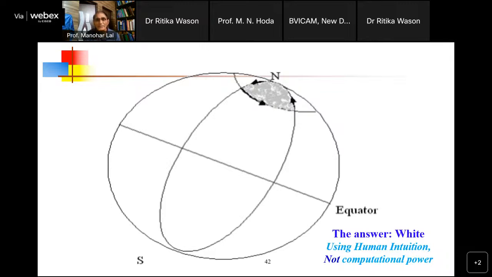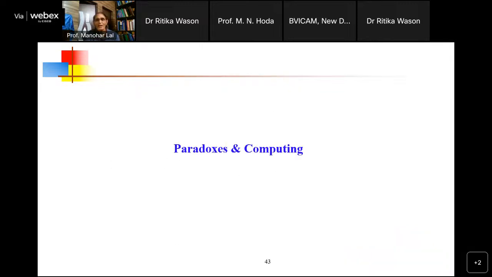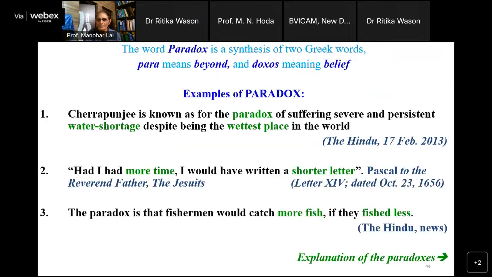What I wanted to emphasize with this problem is that there is a very large set of problems which cannot be solved by computers by themselves. They need human intervention. Next, we come to the second contribution of mathematics to computing. We take paradoxes and computing.